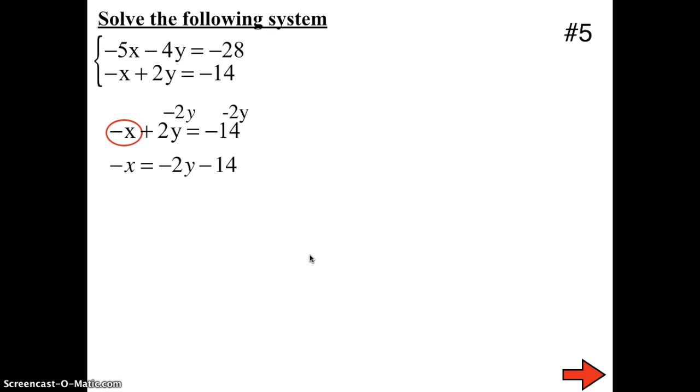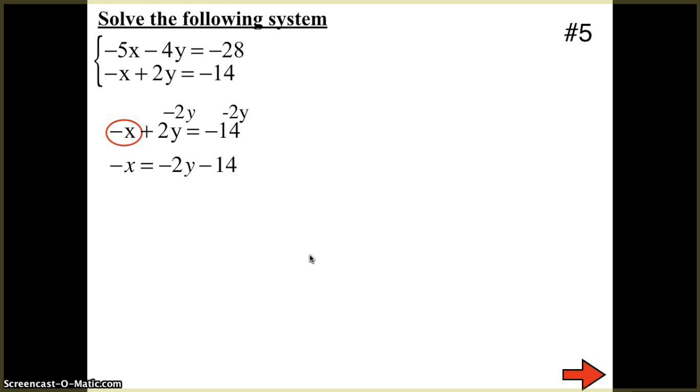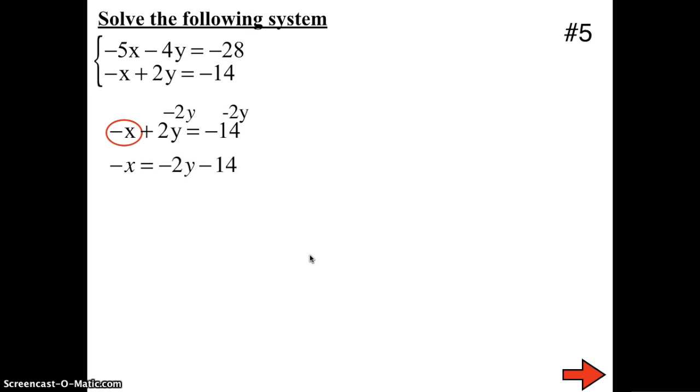The very next step is to get rid of the coefficient. If you're wondering, what is a coefficient? Please remember that there is an imaginary 1 right in front of that x. So how do I get rid of a negative 1? I need to divide both sides by a negative 1. So what do I get after that? I'm going to be left with x equals a positive 2y plus 14.